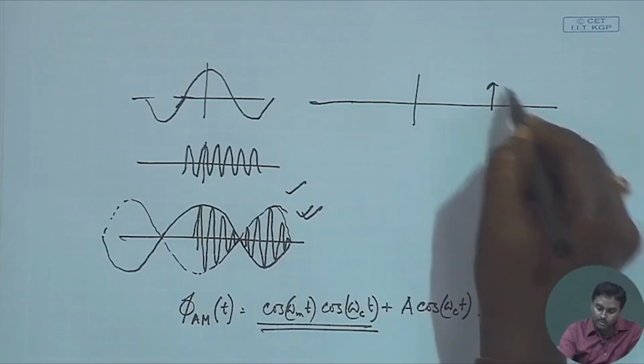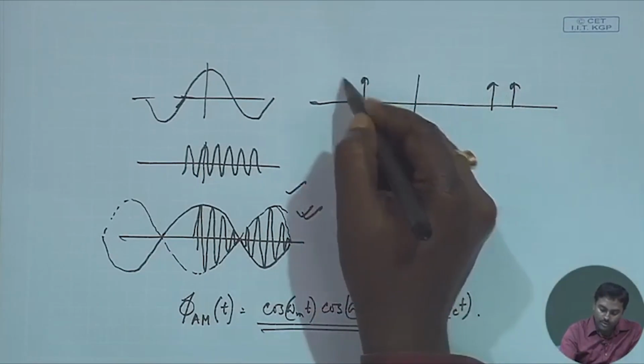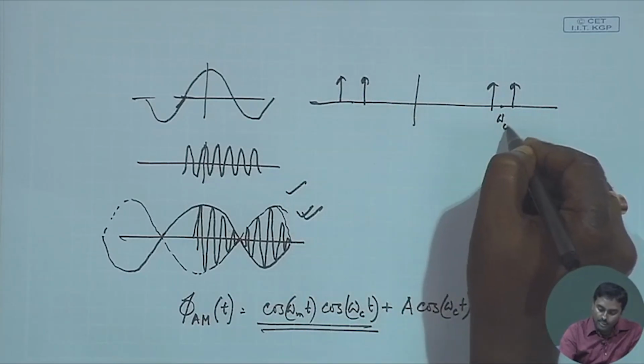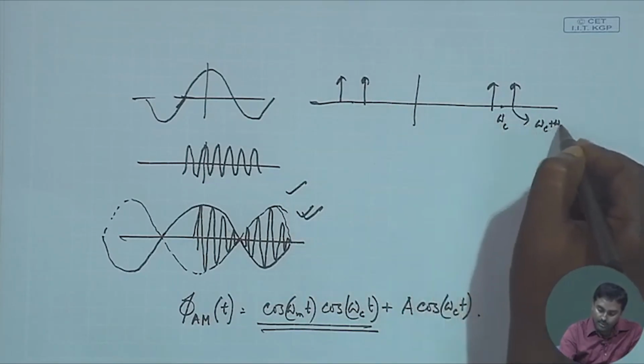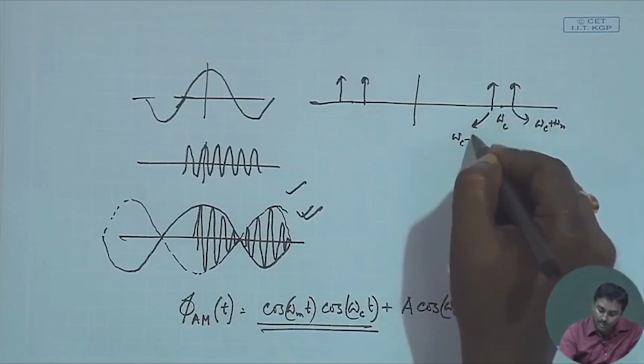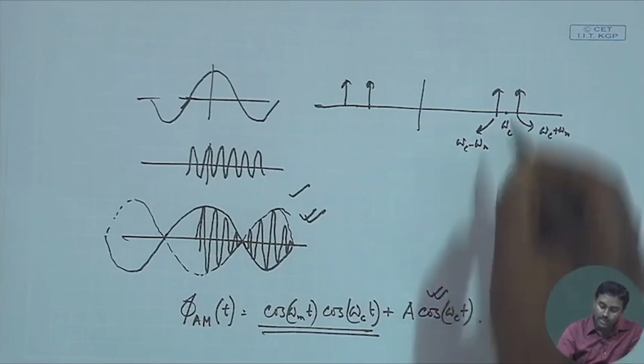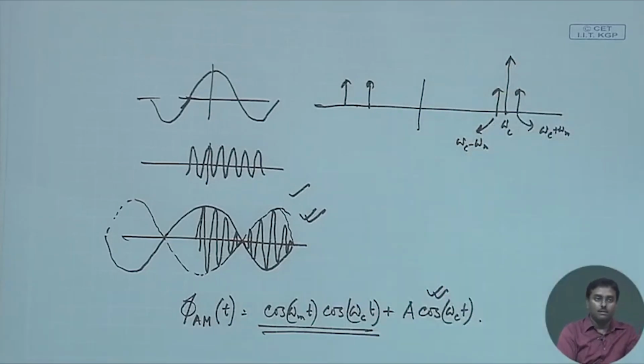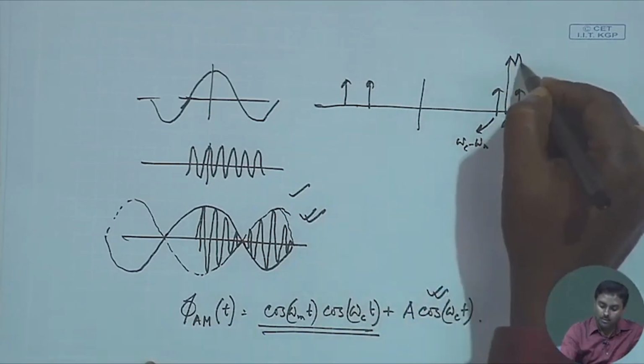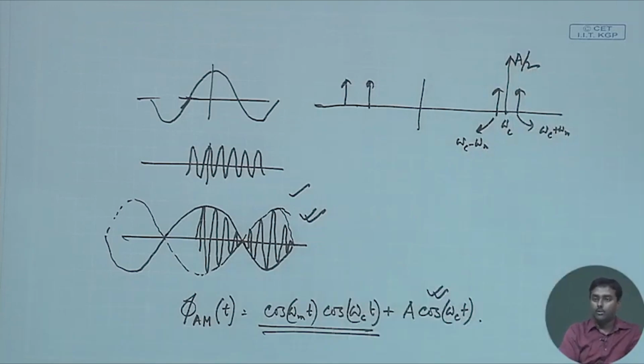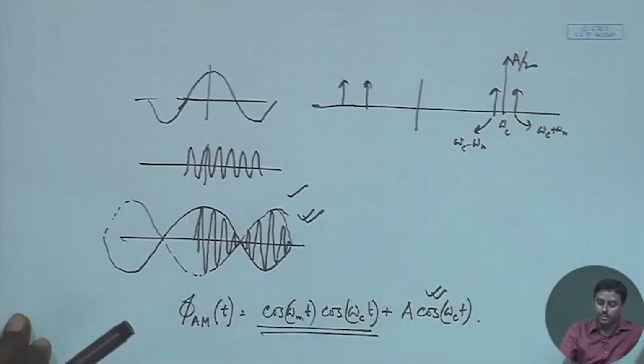So, that should be 2 cosinusoidal, this should be omega c. So, this must be omega c plus omega m, and this must be omega c minus omega m, and due to the presence of carrier, there must be a by 2 strength carrier at omega c. So, we can see that whenever we have carrier, there should be a delta function which is just representing this carrier at omega c and minus omega c, of course, because it must be even symmetric.